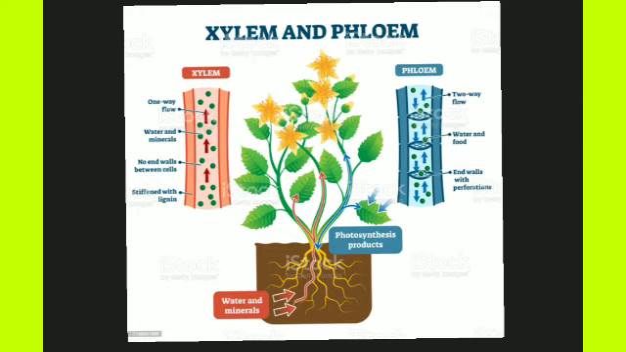The food has to be transported to all parts of the plant. This is done by a vascular tissue called the phloem. Thus, xylem and phloem transport substances in plants.